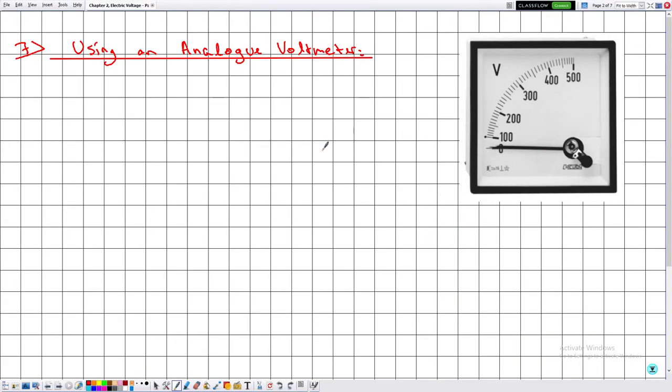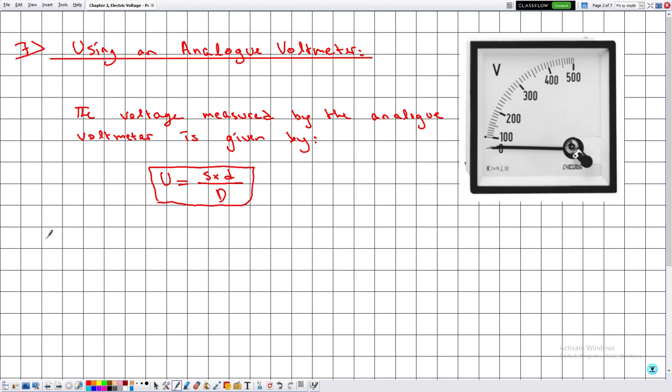But now let me specify the formula or the relation that is used in order to read the voltage measured by the voltmeter. So the voltage measured by the analog voltmeter is given by U equals S multiplied by small d divided by big D. And let me specify what each quantity represents. Where U is the voltage measured by the analog voltmeter.